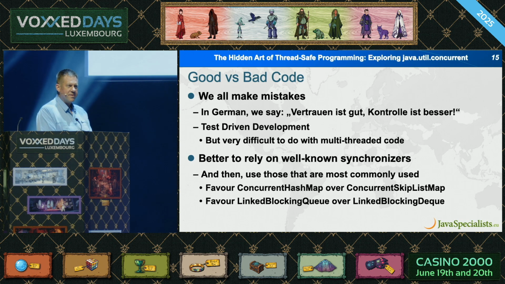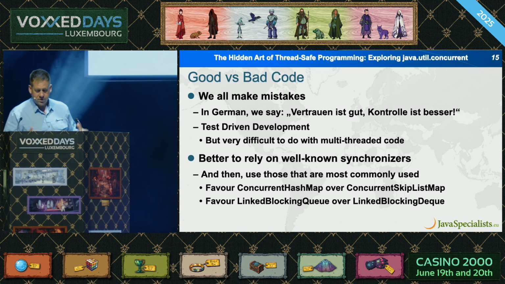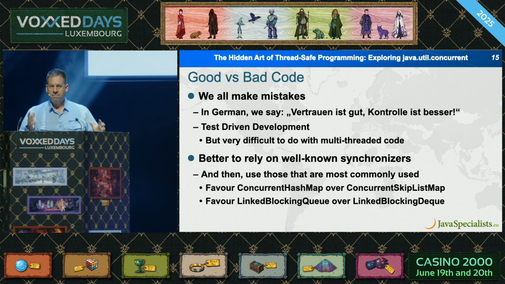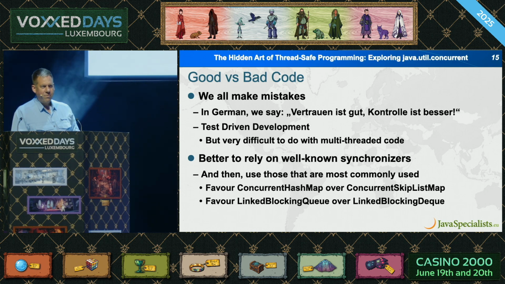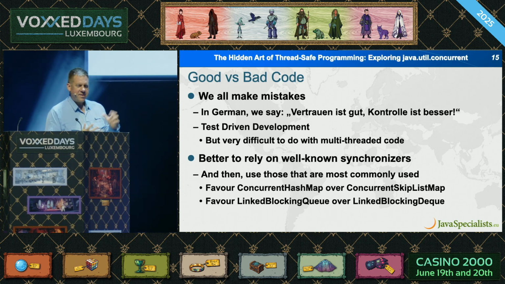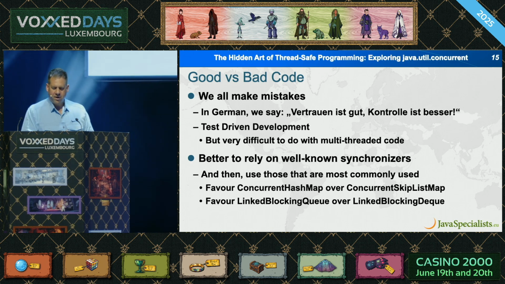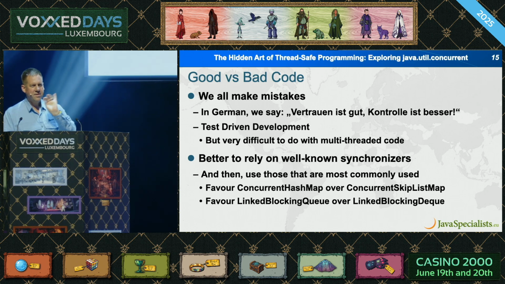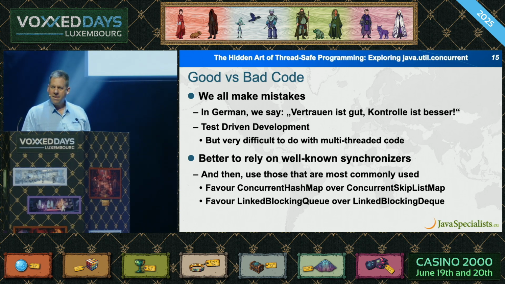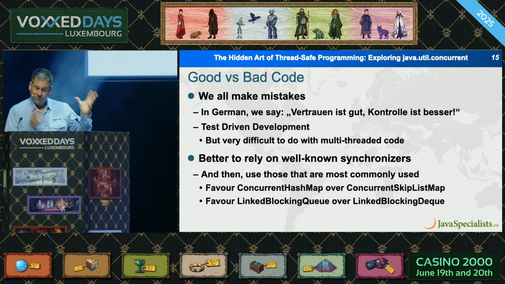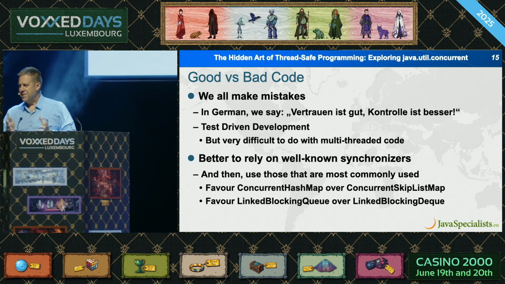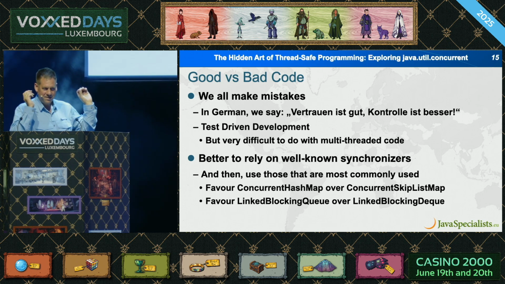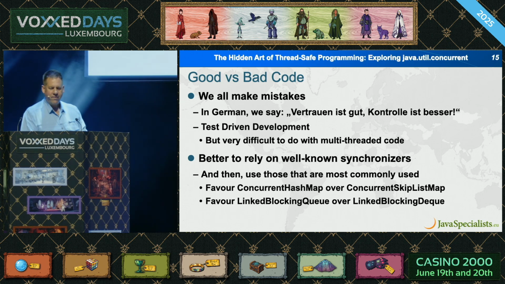And we all make mistakes, of course, and even the best coders make mistakes. In German, we say, Vertrauen ist gut, Kontrolle ist besser, right? We can trust, but it's better to check up on that trust. And so we do that with test-driven development, but as I said before, it's really hard to do that with multi-threaded code because you need to know what you're looking for, and then sometimes you need to run your code millions of times, maybe for a whole week, to find the problem. And if you don't find the problem, it doesn't mean it's not there, it just means you haven't found it yet, right?